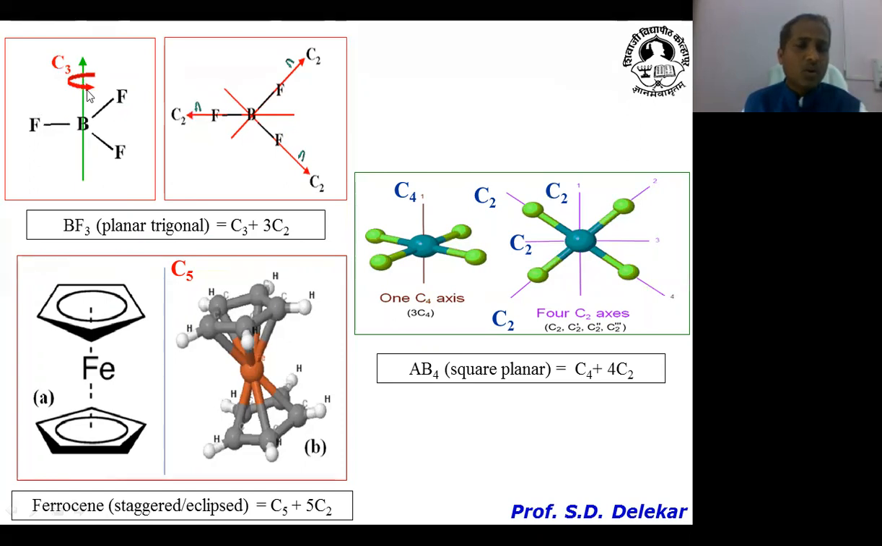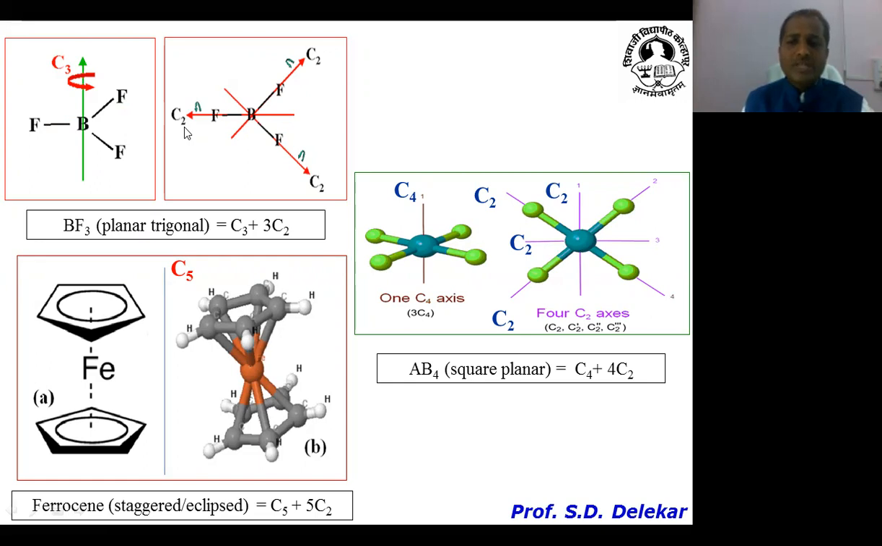Because at one 120 degree rotation we are getting the equivalent or identical orientation from the original orientation of the molecule, the axis has fold C3. Along with this C3 fold, there are three C2s. If this is in one plane, and one axis passes through this BF1 bond, in between F3 and F2, then this axis has fold C2.